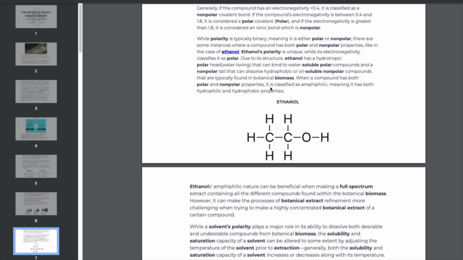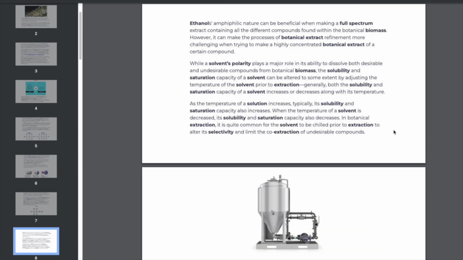When a compound has both polar and nonpolar properties, it is classified as amphiphilic, meaning that it has both hydrophilic and hydrophobic properties, taking water, rejecting water. And here's ethanol's molecule. Ethanol's amphiphilic nature can be beneficial when making a full spectrum extract containing all of the different compounds found within the botanical biomass. However, it can make the processes of botanical extract refinement more challenging. Guess why? Well, fats and lipids, when trying to make a highly concentrated botanical extract of a certain compound.